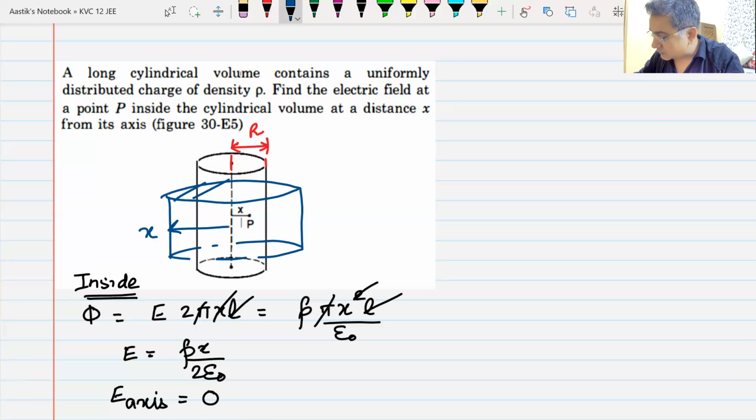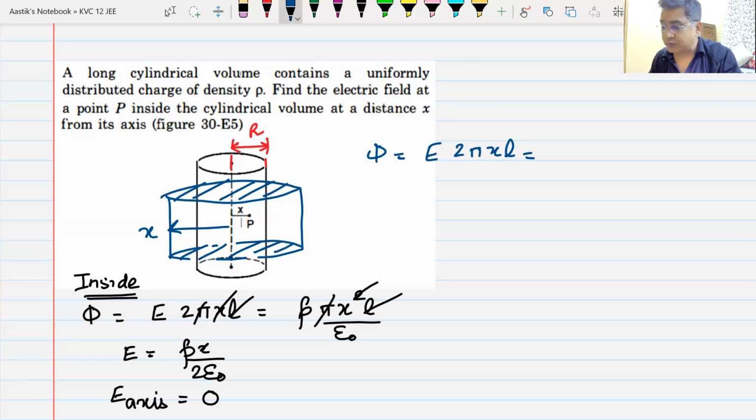Now again, the flux through the circular part is going to be 0. I don't have to worry about it. I only have to see the flux through the curved part. To find the flux through the curved part, again E and the area vector are going in the same direction. So the flux through the curved part is E into 2 pi x L. It does not change. Do we understand this? Yes or no?